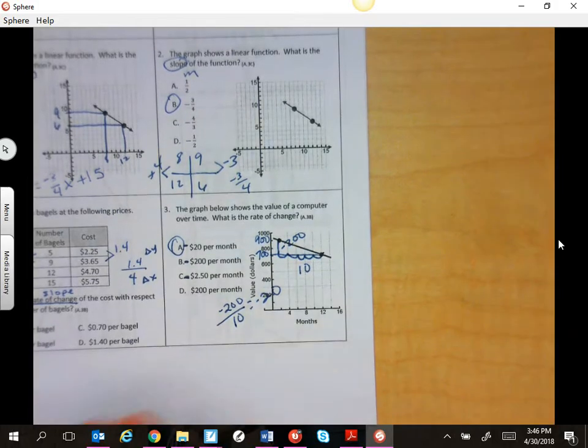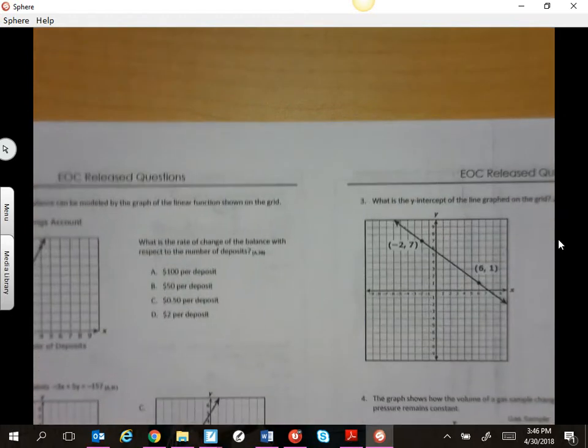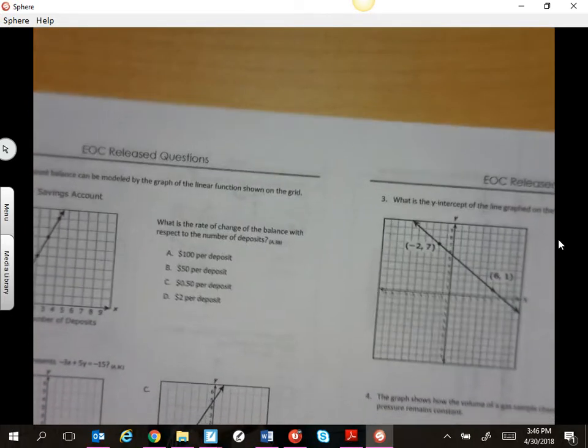So hopefully you did pretty well there. You can work on these release questions if you like at home, or we'll have some time in class.